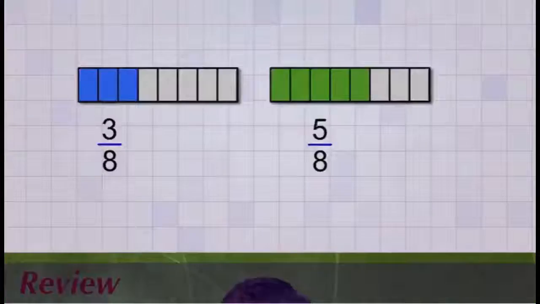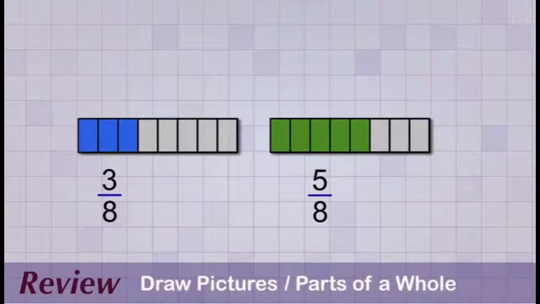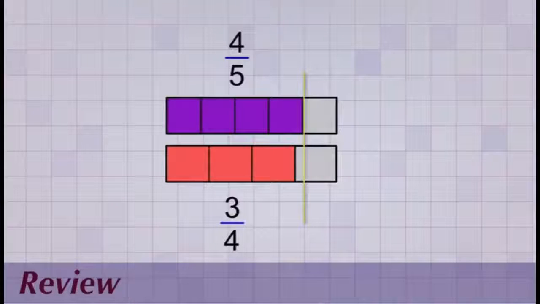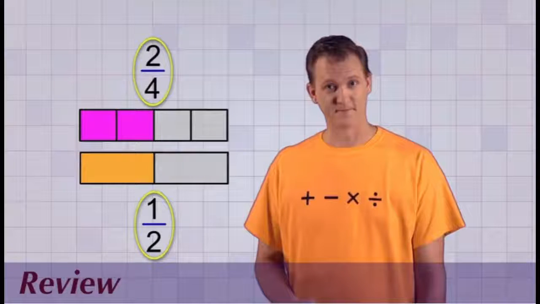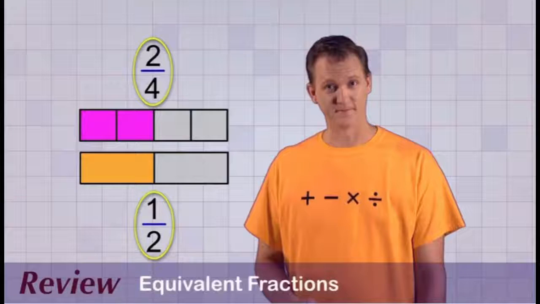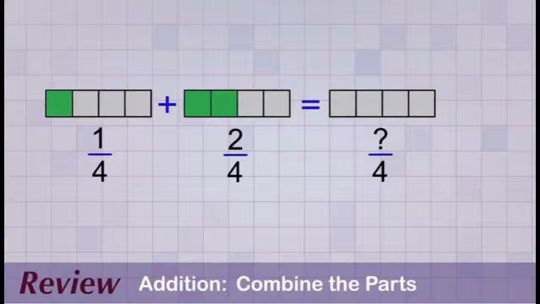Before we move on, let's review what we've covered so far. We can draw pictures to show how fractions represent parts of a whole. Using drawings, we can compare fractions to see which one represents the greatest amount. If we compare two different fractions and find that they represent the same amount, then we call them equivalent fractions. We can also use drawings to help us do simple addition by combining the parts.